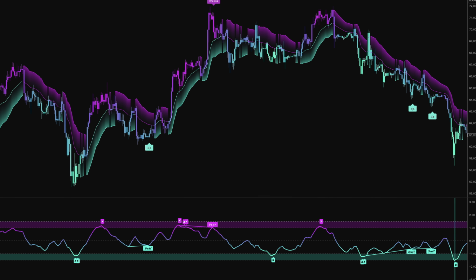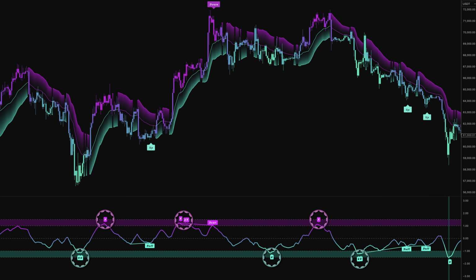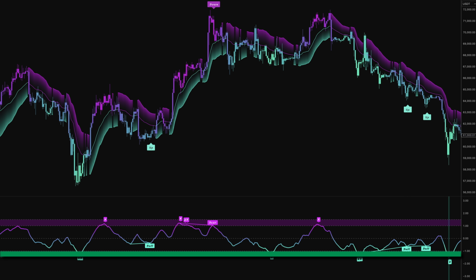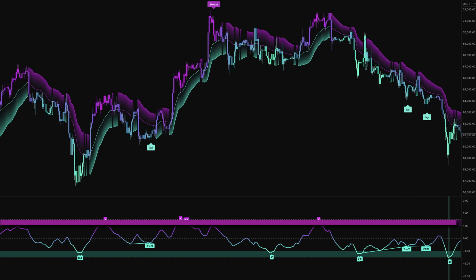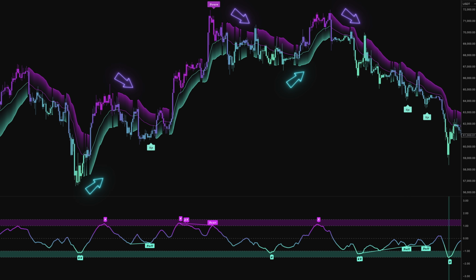The mean reversion component generates signals when the smoothed oscillator changes slope direction while positioned in oversold, below -1.0, or overbought, above 1.0 territory. This captures the moment when extended momentum begins reversing, theoretically identifying inflection points before price fully turns.